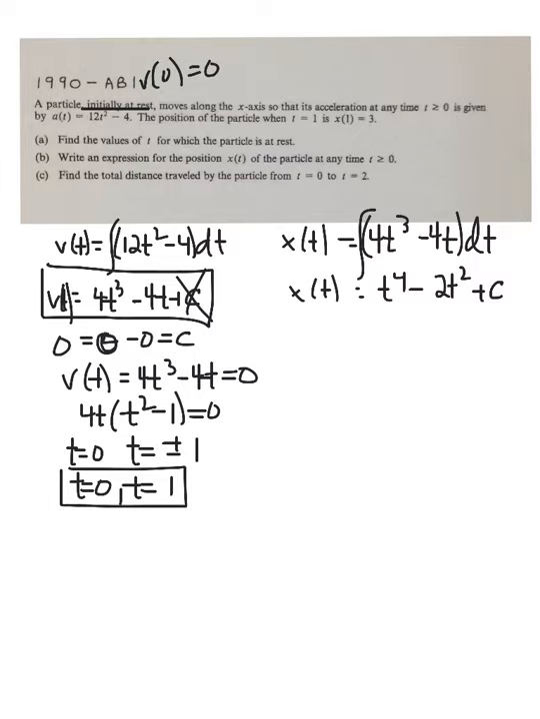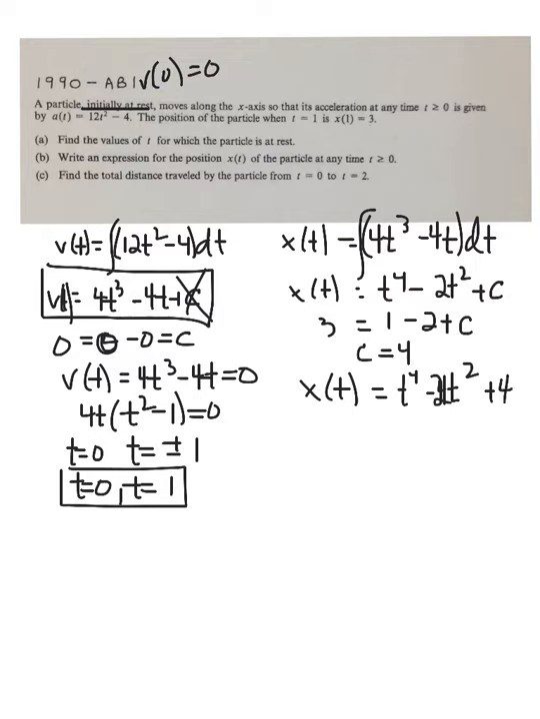Now let's look and see. They did give us a set of values right here. x of 1 is equal to 3, so I'm going to set this equal to 3 and plug in 1 for the t in both spots. Then I'll have 3 equals 1 minus 2 plus c, so c would be equal to 4. And my x of t equation would be t to the fourth minus 2t squared plus 4. There is my position equation.